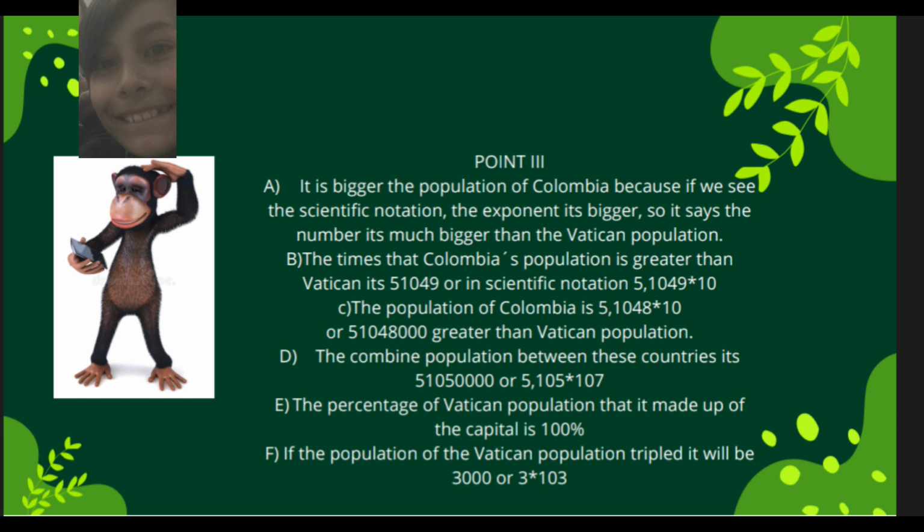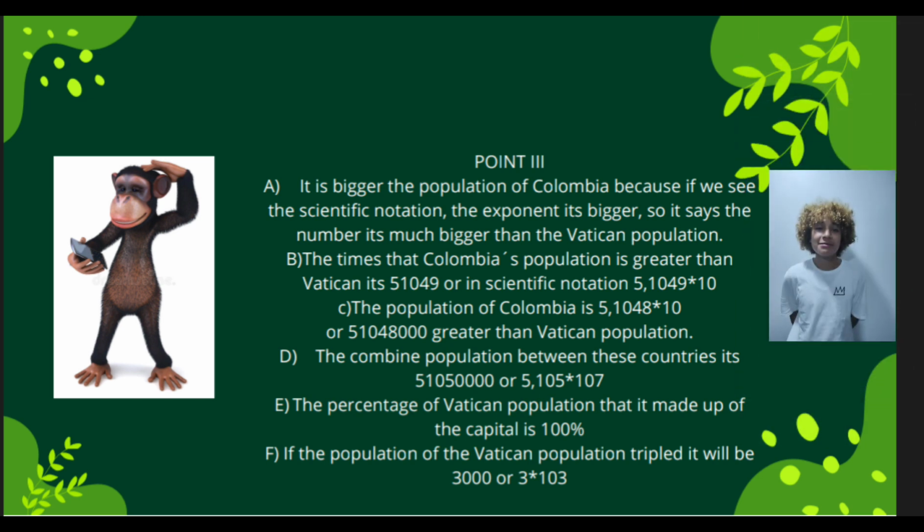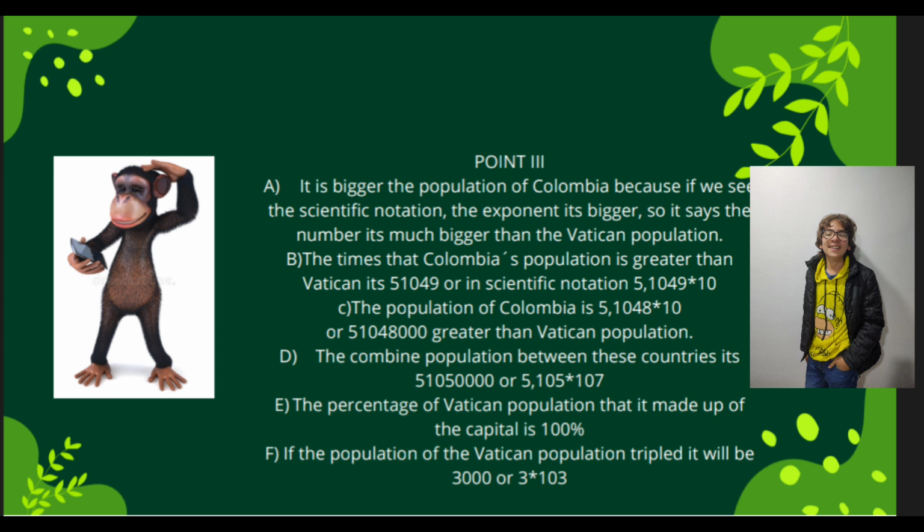In scientific notation, the population of Colombia is 5.1049 times 10 to the 7 greater than the Vatican population. The percentage of the Vatican population that makes up the capital is 100%. If the Vatican population tripled, it would be 3,000, or 3 multiplied by 10 to the 3.